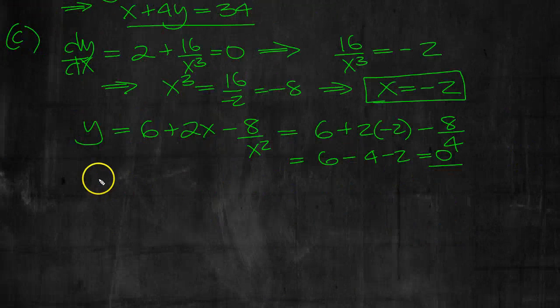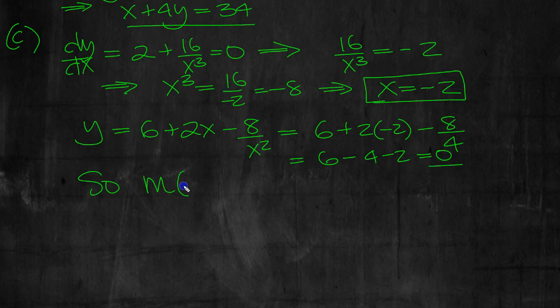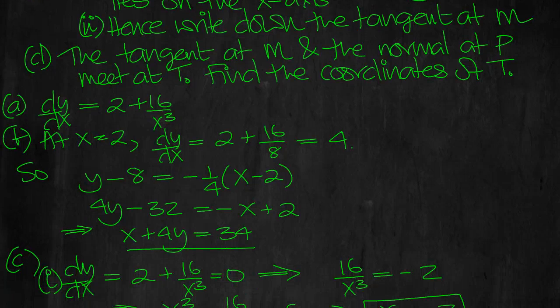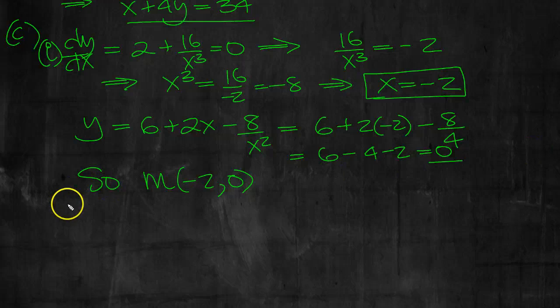So M has coordinates then. Let's just write them down. The x coordinate was minus 2, wasn't it? And the y coordinate is 0, which we've shown in part 1. Let's have a look at part 2 then. Hence write down the tangent at M. So the tangent, part 2.